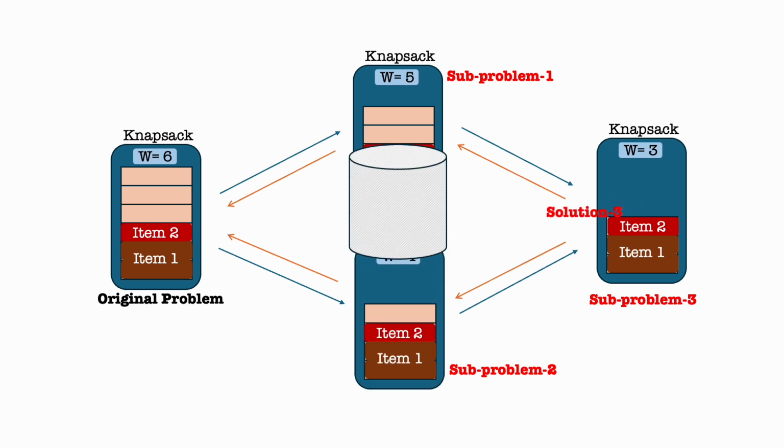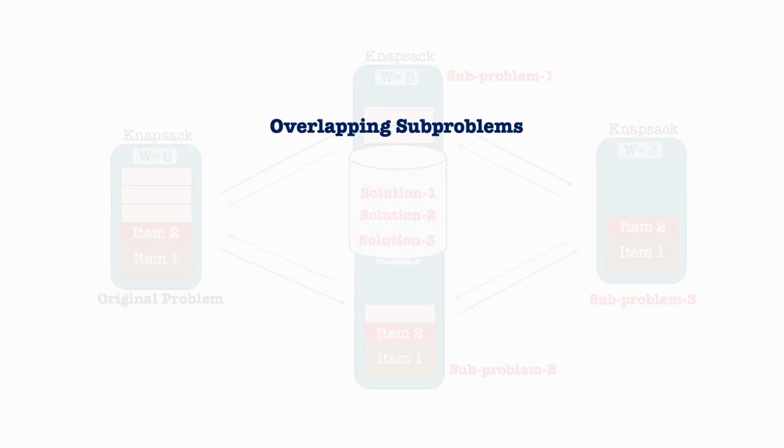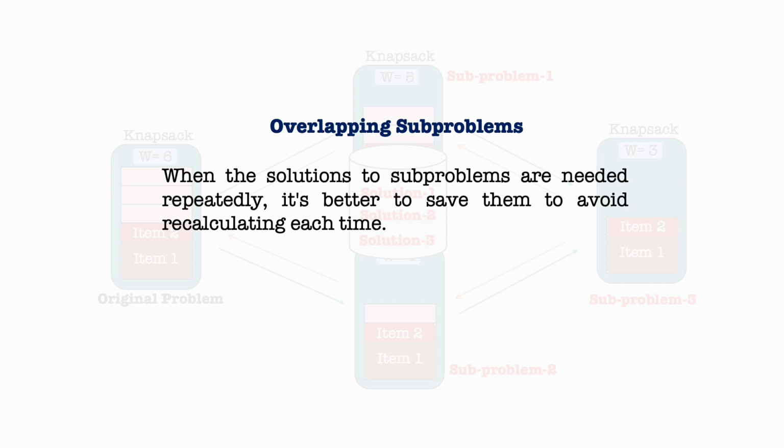Since subproblem 3 contributes to both the original problem and subproblems 1 and 2, it's a good idea to save its solution somewhere. So we don't have to calculate it again when solving subproblem 1, subproblem 2, or the original problem. In the same way, we can save the solution for subproblem 2, which may be reused in subproblem 1 or the original problem. We can also save the solution for subproblem 1 since it may be used in the original problem too. The main idea is this: store the solutions of subproblems so we don't have to recalculate them every time. This property is known as overlapping subproblems, which states that when the solutions to subproblems are needed repeatedly, it's better to save them to avoid recalculating each time.